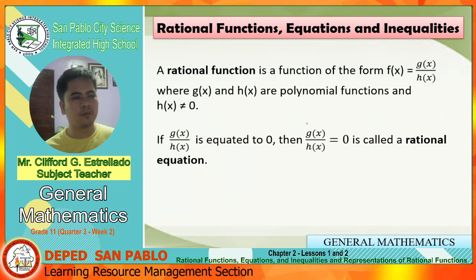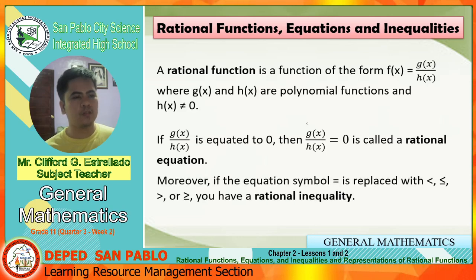If g of x over h of x is equated to 0, then we have g of x over h of x is equal to 0. And it is called a rational equation. Moreover, if the equal symbol is replaced with less than or equal, greater than or equal, you have a rational inequality.